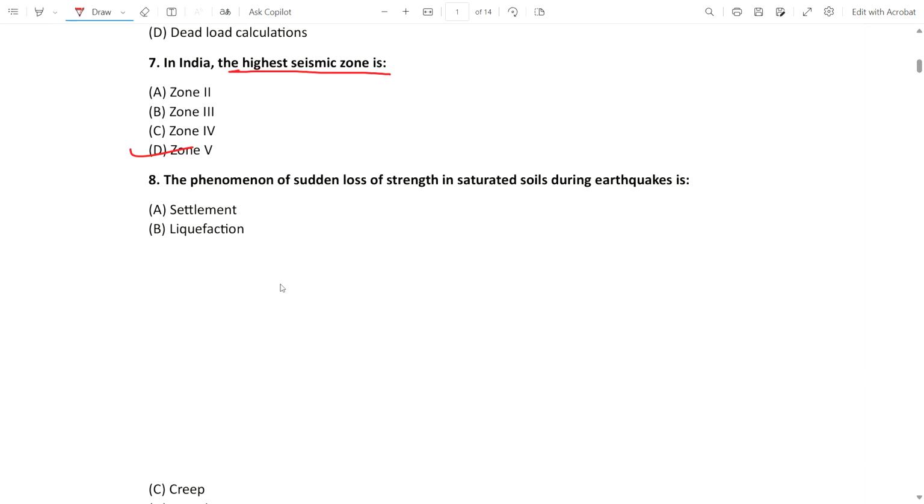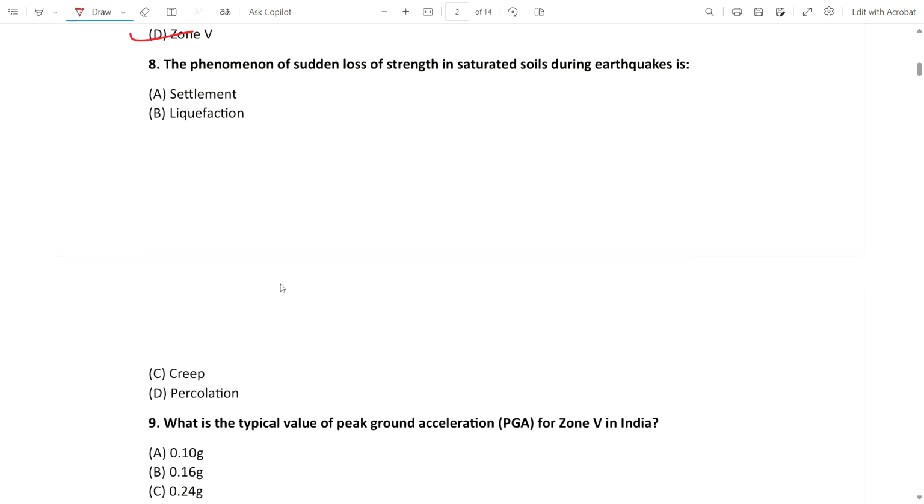Okay. Now coming to question number 8, the phenomenon of sudden loss of strength in saturated soil during an earthquake is called what? Settlement, liquefaction, creep, percolation. Here the answer is liquefaction. Okay, there is a sudden loss of strength in saturated soil.